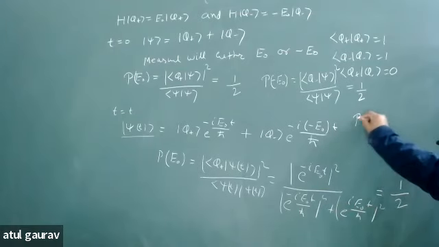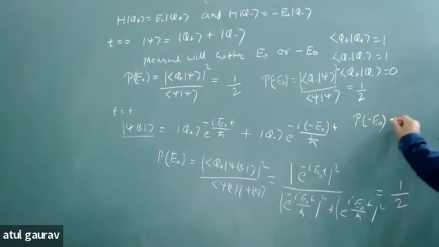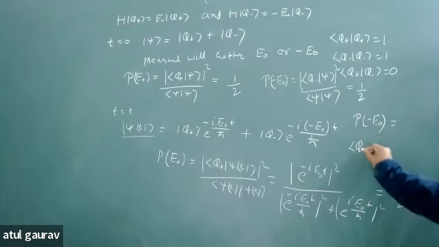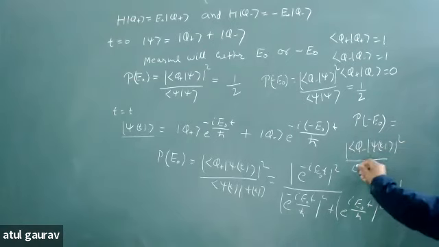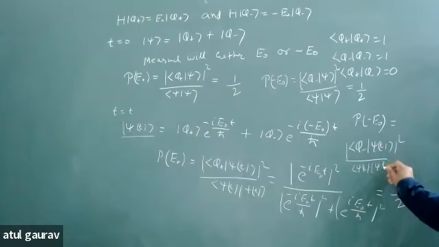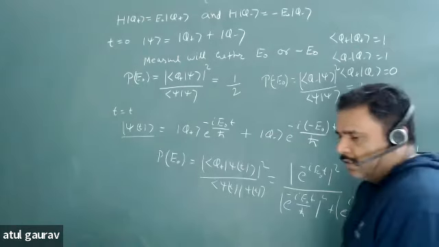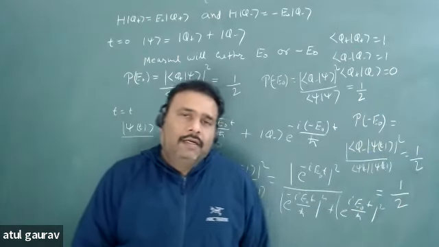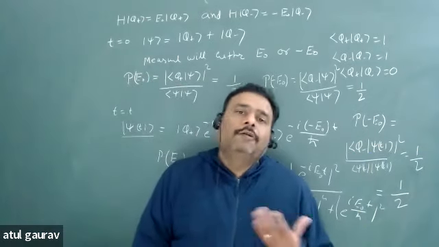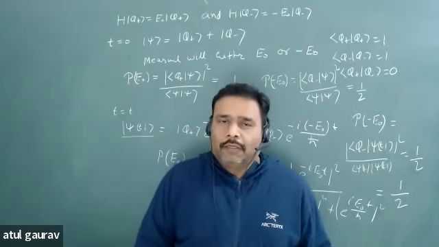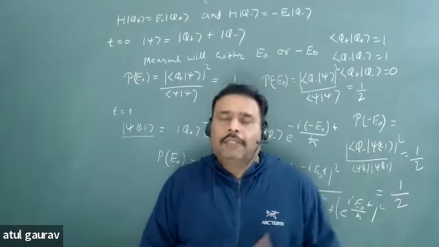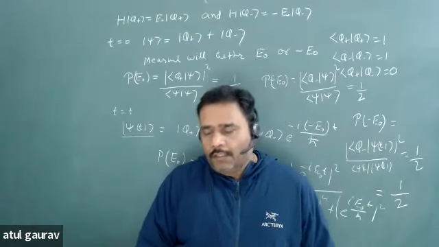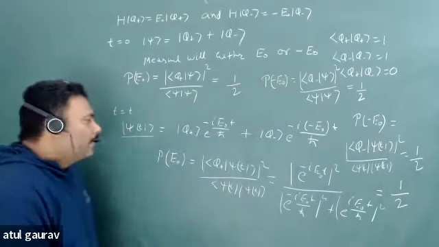And for the probability of getting minus E naught, what will you get? You will get 1 by 2 again. Mod square of psi minus with psi t, and that value again you will get 1 by 2. So what have you learned? You have learned that if you are talking about the energy, the probability of measurement of an eigenvalue at t equal to 0 and at t equal to t is always the same.